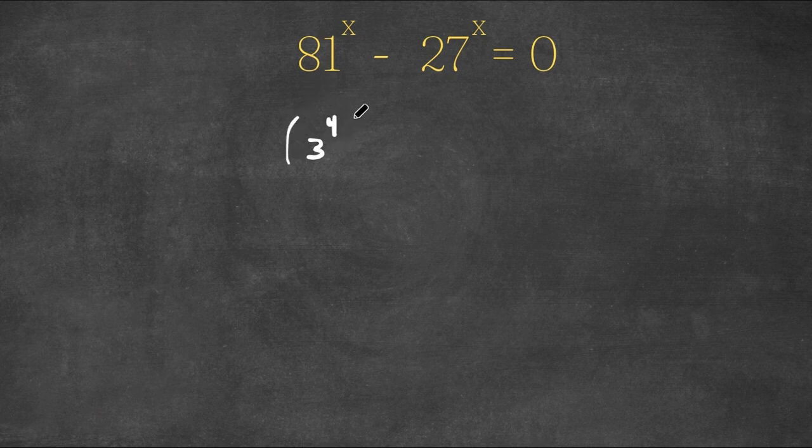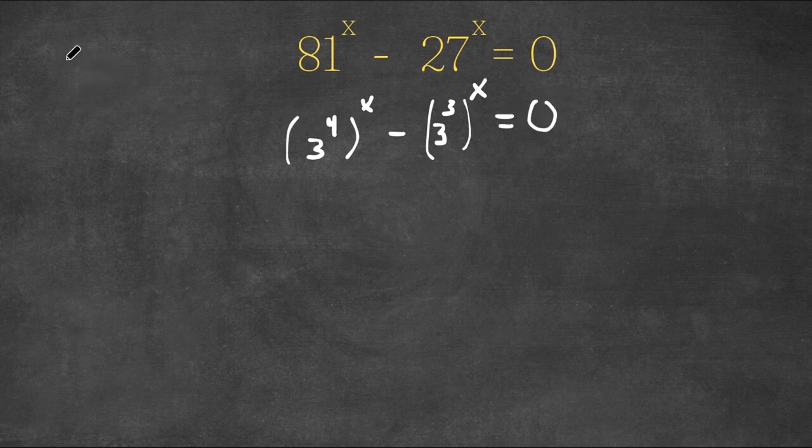So now we have (3^4)^x minus, now I'm going to change 27 to 3^3. So now we have (3^3)^x. And this is equal to 0.